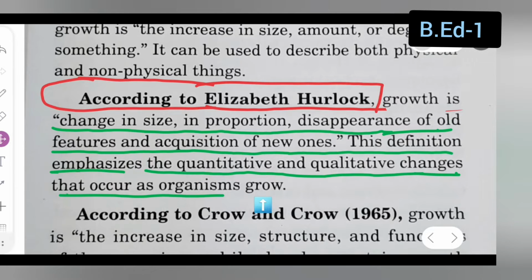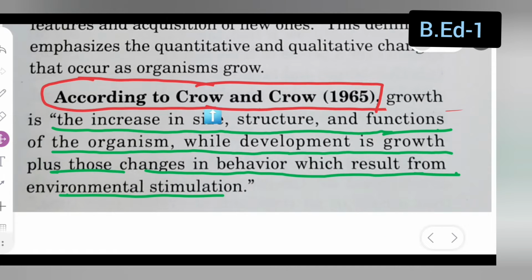Next, let us see the meaning of growth according to Crow and Crow, 1965. Growth is the increase in size, structure and functions of the organism, while development is growth plus those changes in behavior which result from environmental stimulation. This is the meaning of growth according to Crow and Crow.